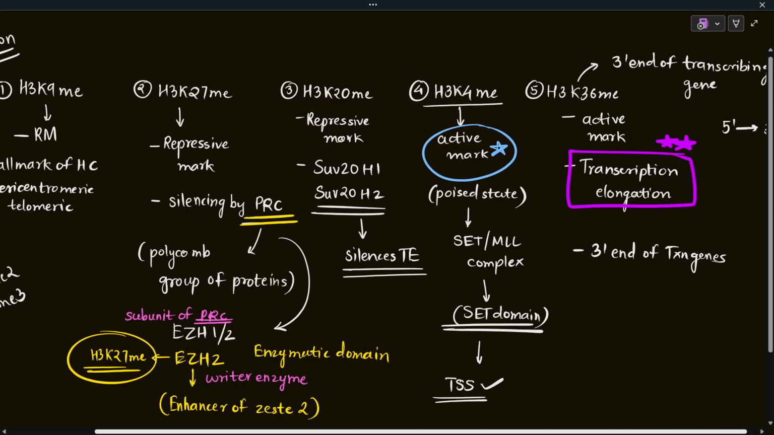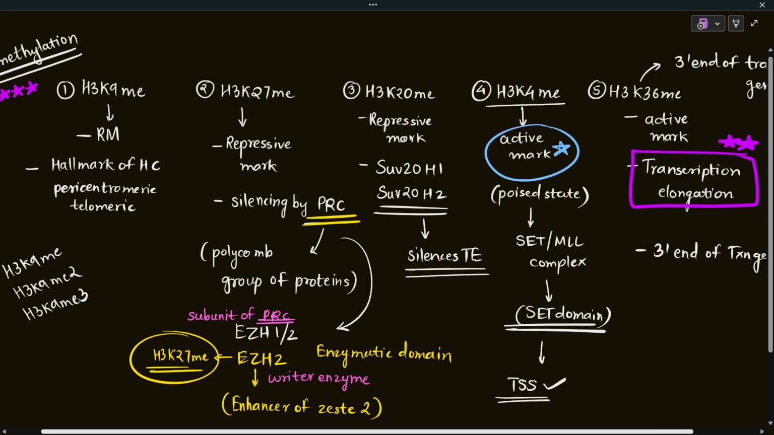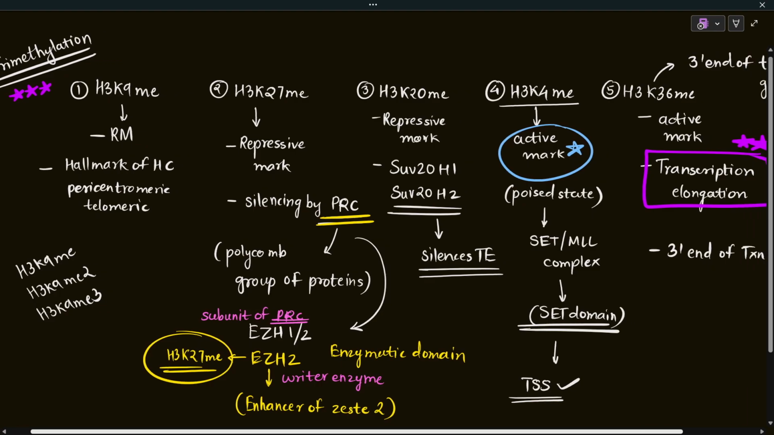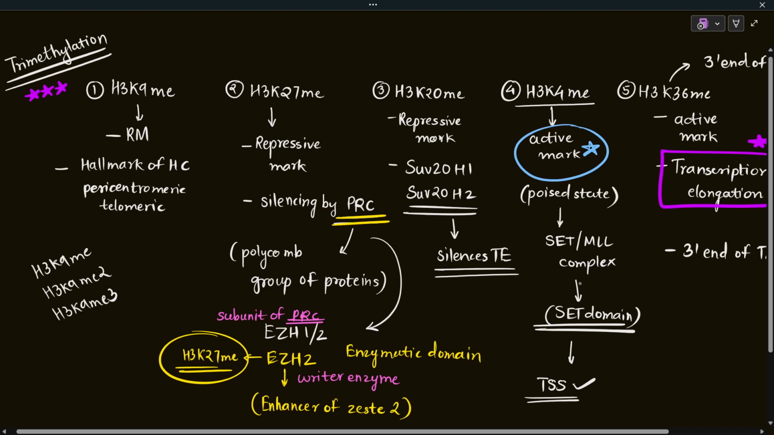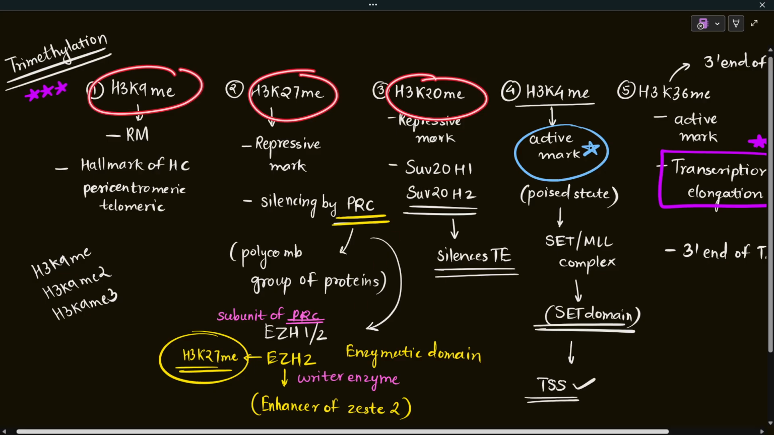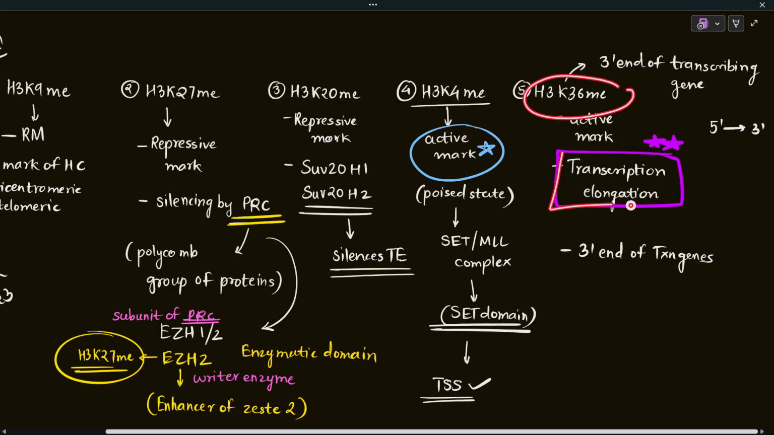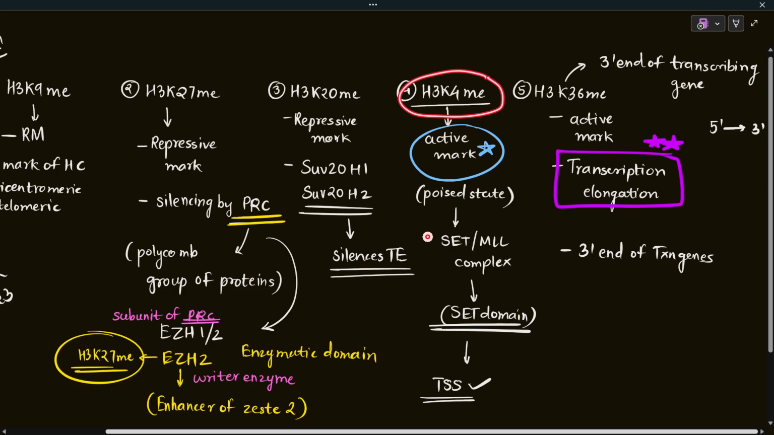So these are all of the important points that you have to memorize, or take a note of, in all of those different methylation marks. Just to summarize, H3K9 methylation, K27 and K20 methylation, all of these are repressive marks, while H3K4 methylation as well as H3K36 methylation are active marks. But a very distinct feature is that H3K36 methylation is involved in transcription elongation, while H3K4 methylation, as it is an active mark, is done at the transcription start sites.